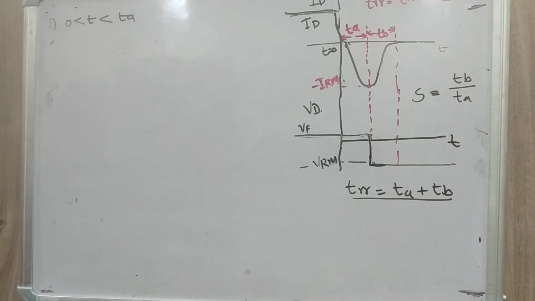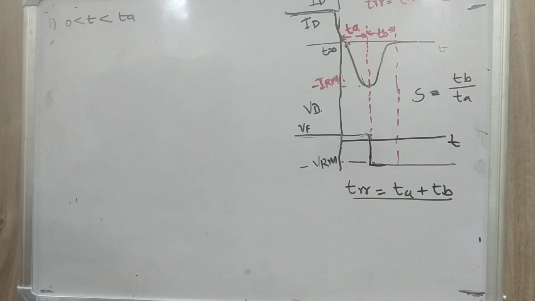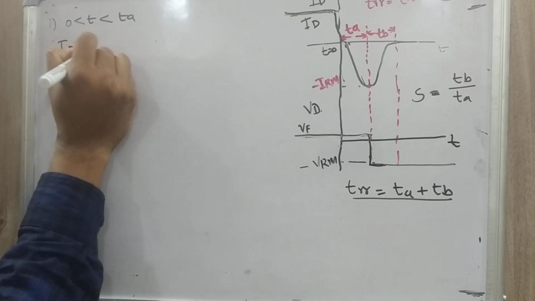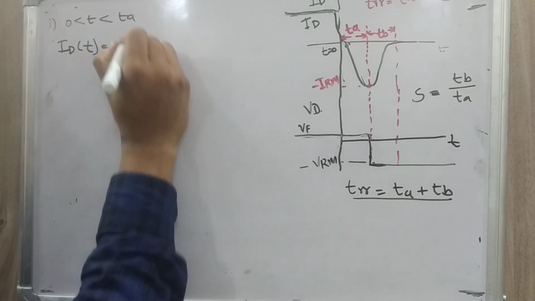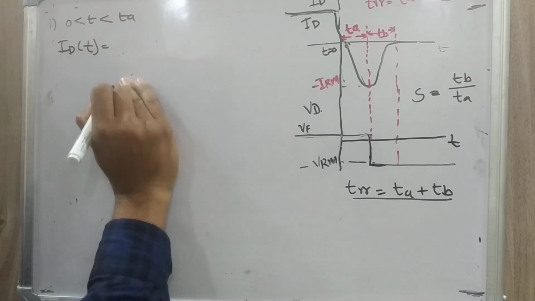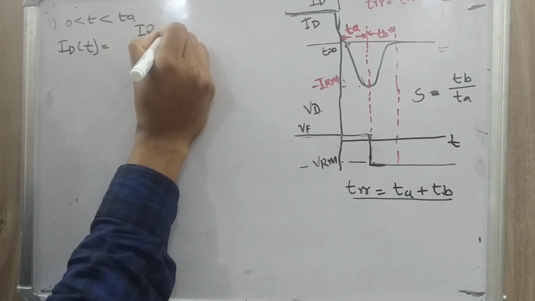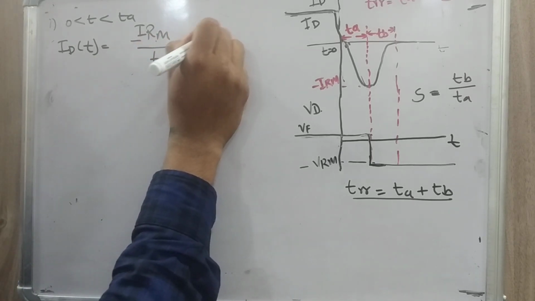Now we can consider that this is a straight line with a slope. We can calculate that slope and write down the diode current equation. So we can write ID of t is equal to, since it is a straight line as I defined, for 0 to TA, a slope of minus IRM divided by TA, into t.